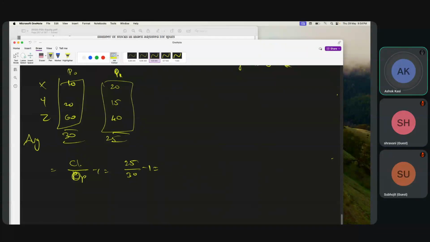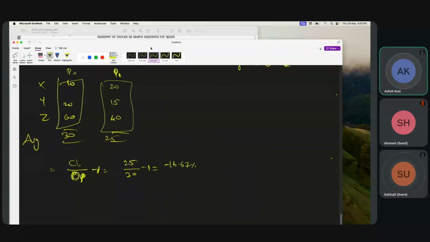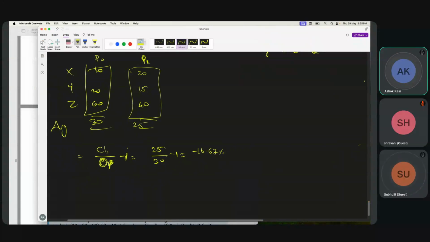How much does it come to? 16.67, negative. Yes, negative. This is the price weighted index. That means here only the price is focused on, not the number of shares. Only the price is focused on.